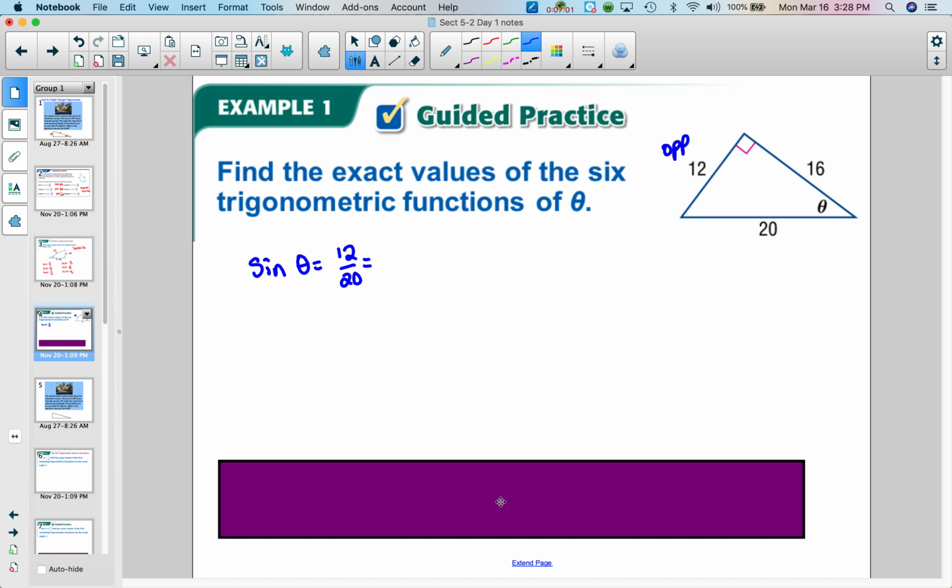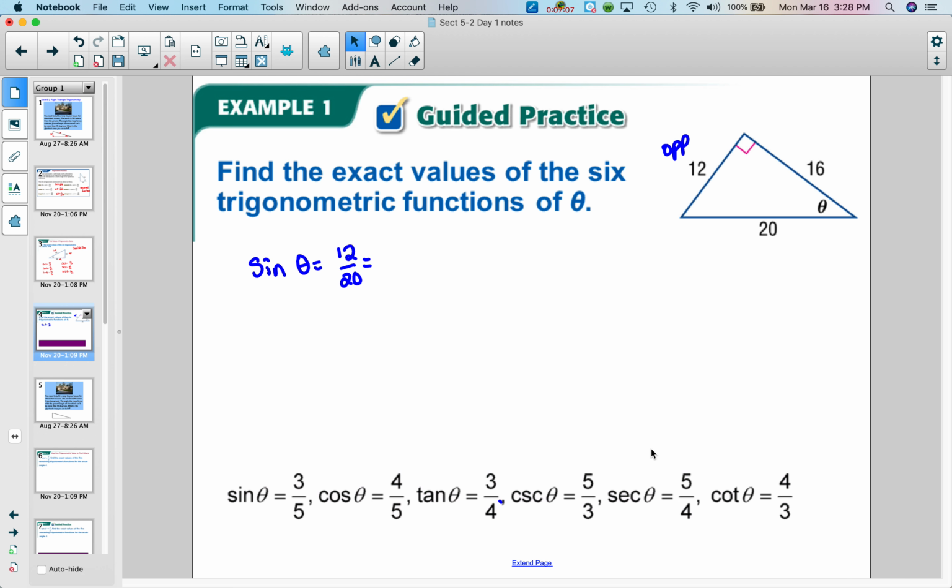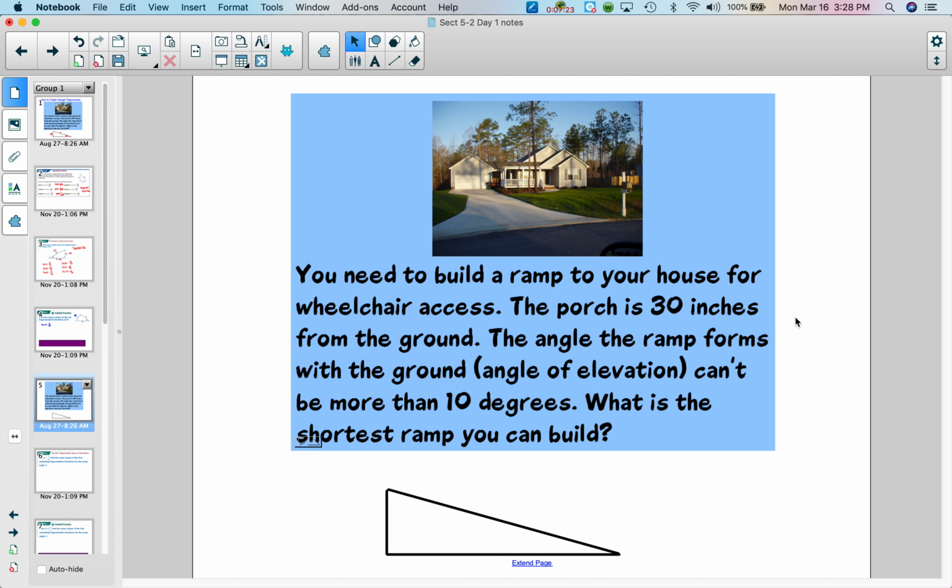Okay, I'm getting ready to reveal the answers, so I hope you paused it and did it yourself. Okay, so here are the answers to that. So you can go ahead and verify that that's what you got. Remember, I said you had to simplify those, okay?